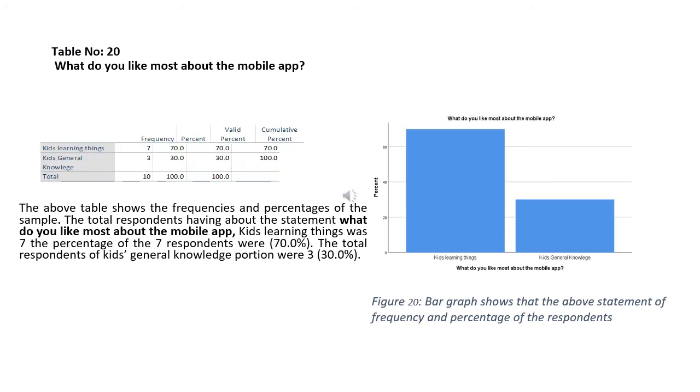Question number 20. What do you like most about the mobile app? According to the statement, the first option is kids learning things and the second is kids general knowledge. But most of the respondents selected kids learning things. You can see this bar graph showing the frequency and percentage of the respondents for the above statement.